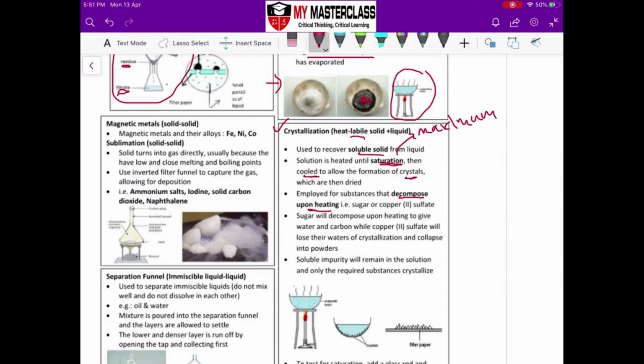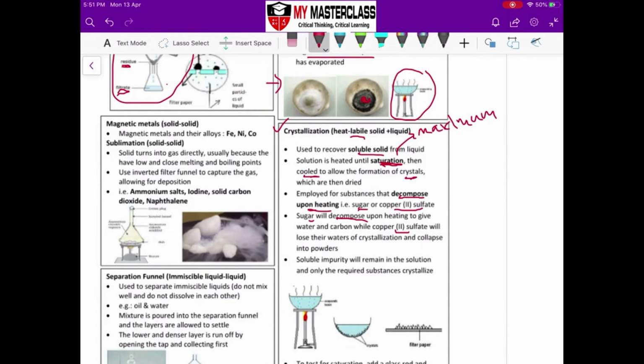Common examples of heat labile solids: any solid that is not under group 1. We have sugar, glucose, C6H12O6, or copper(II) sulfate, the common blue colored reagent that you use in the lab. This sugar and your copper(II) sulfate will actually decompose upon strong heating. So we heat until saturated solution.